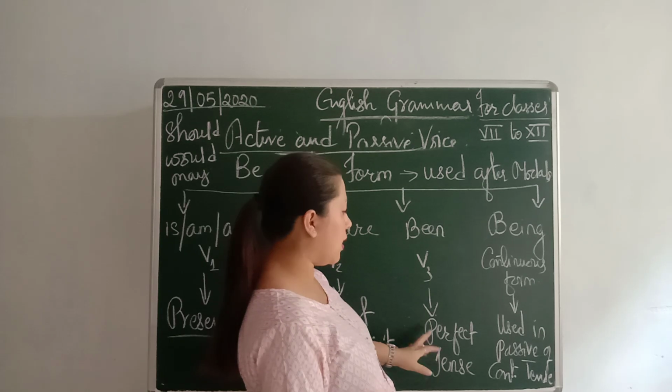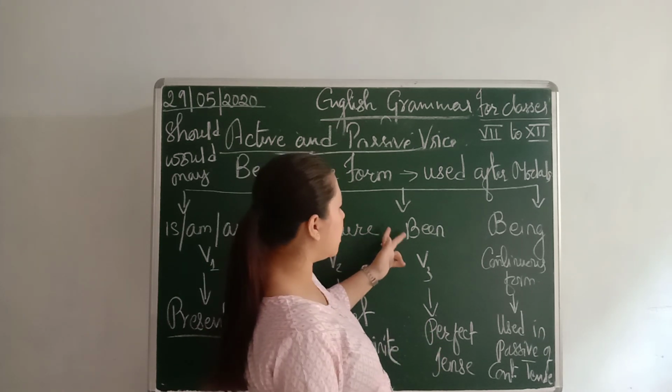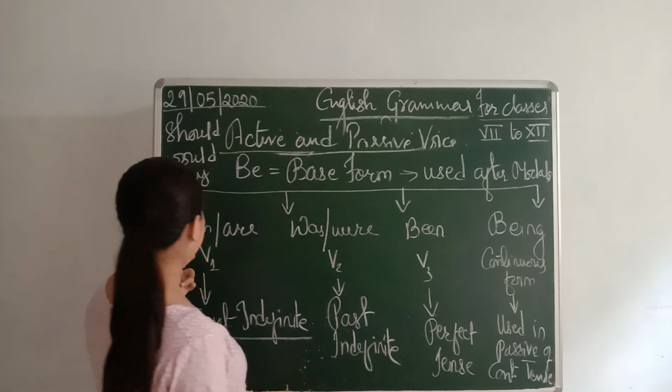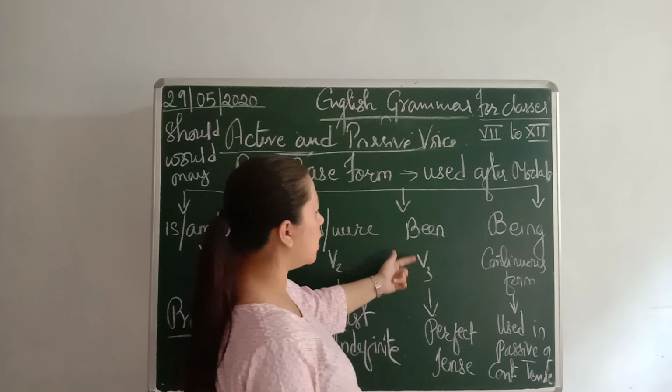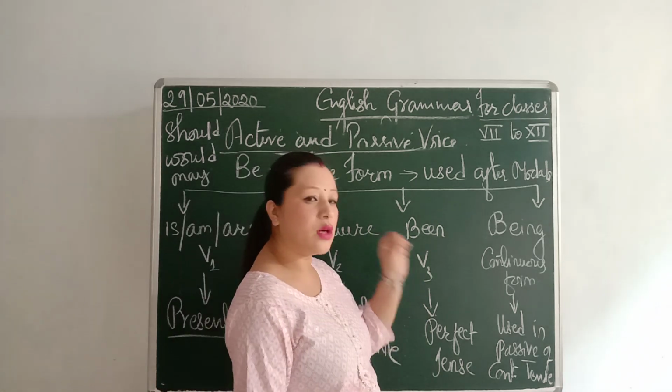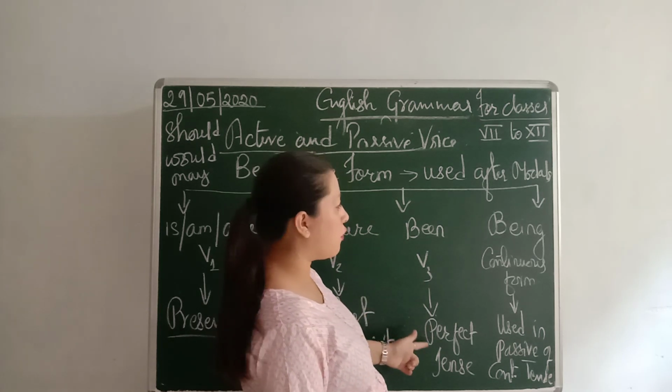And in a perfect tense, you find been. This is the third form of a verb. That is, verb in the first place, second place, and verb in the third place. That is be; the verb in the third place will be bee and been. So this been is the perfect tense.